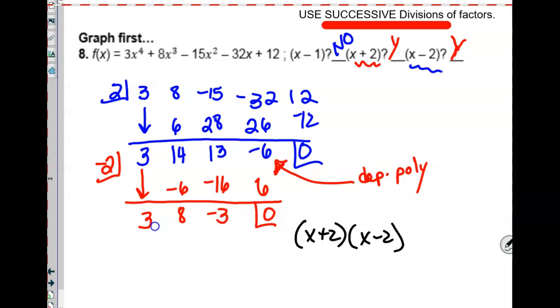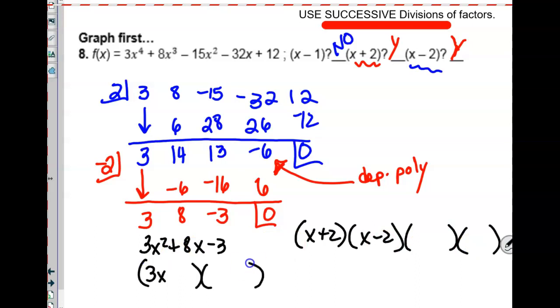What does this leftover mean? Can you write it as a polynomial for me? 3x squared plus 3x. Okay, I want this completely factored. Does that factor further? That gives me 9. Minus 1 is 8.